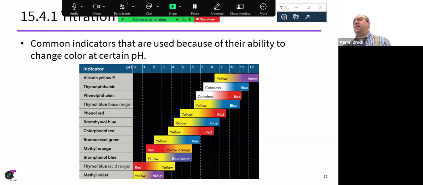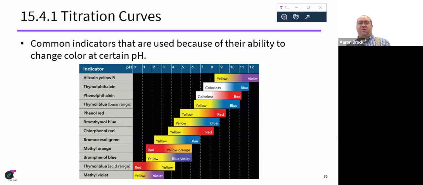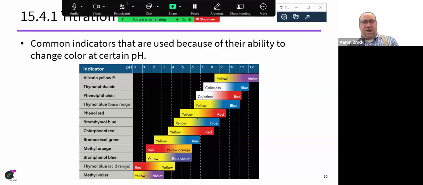And so that's why we've been using it primarily. If we're doing a titration where the expected equivalence point is around a pH of 7, yes, phenol red might be a better indicator. Bromothymol blue might be a better indicator for that.